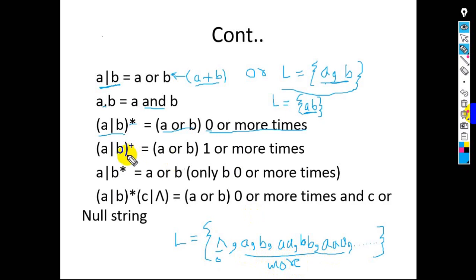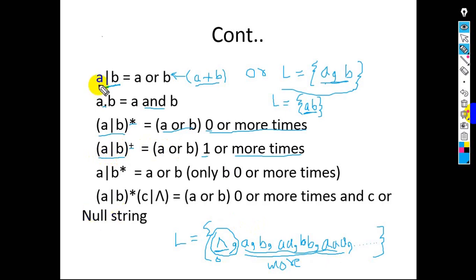Okay, next, (A or B) plus, what does it mean? It means that here we have Kleene plus closure. We have a plus sign here. What is meant by plus? Plus means 1 or more. 1 or more means that here is no null string. There will be no null string, and the remaining will be the answer of (A or B) whole power plus. Got it? Okay.